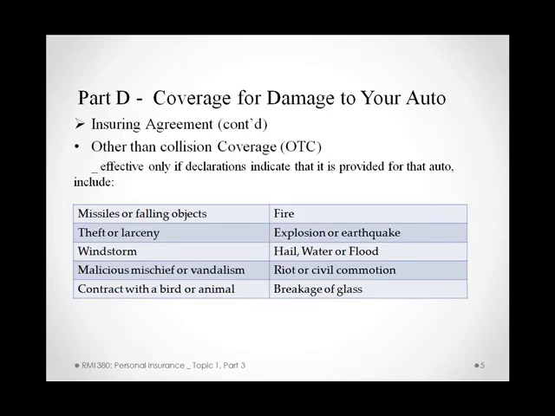The other than collision covers the losses due to the following reasons. So the OTC is actually not limited to these perils. Basically, any direct and accidental loss that is not due to a collision and is not specifically excluded should be covered.